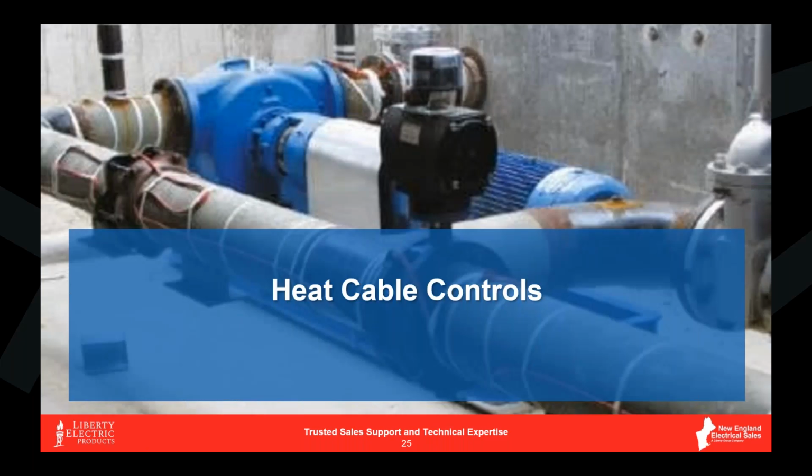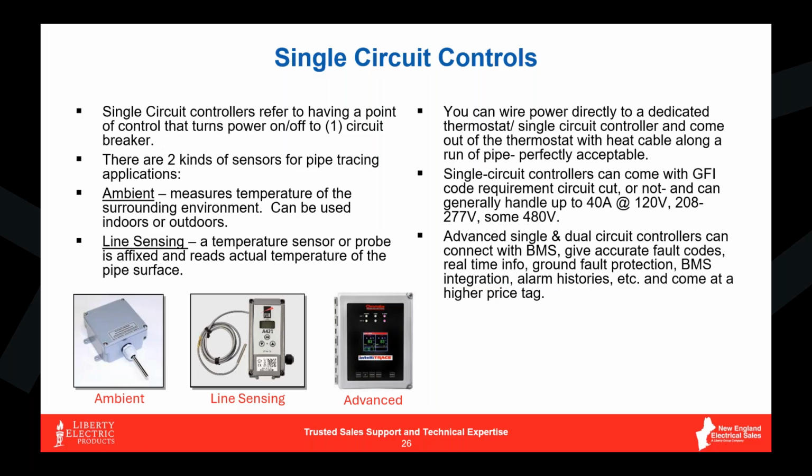So let's talk about controls a bit. We have single circuit controls, which are very popular, obviously, in pipe tracing. A lot of these runs are shorter, and you have different single circuit controllers like ambient and line sensing. Those are your two mains. And then, of course, you have these advanced controllers that are digital, HMIs, touchscreen, and they can give you a tremendous amount of information. So it really depends a lot on the application.